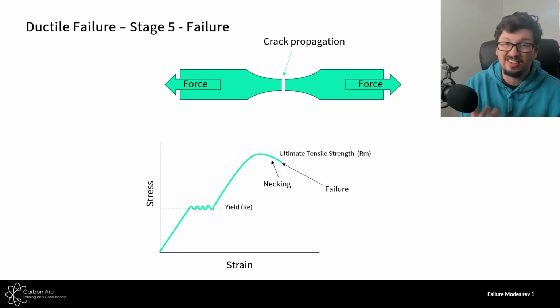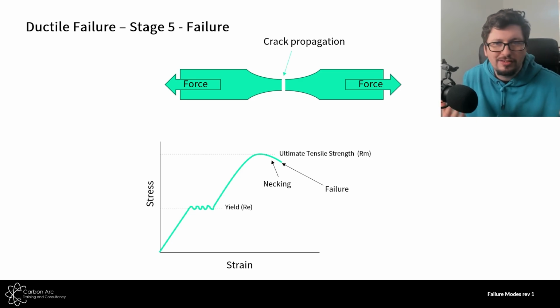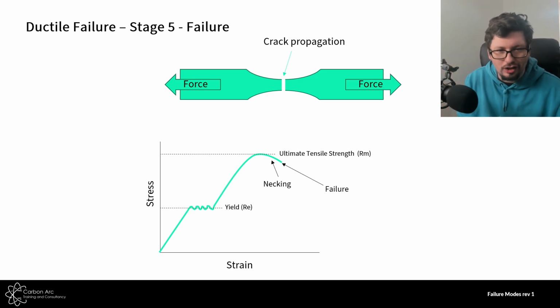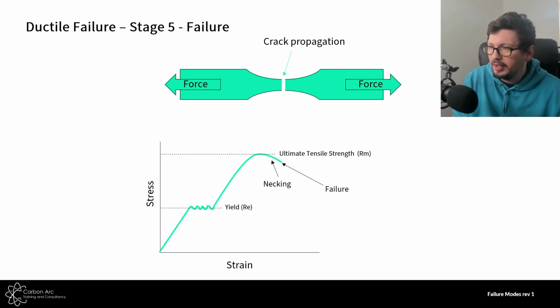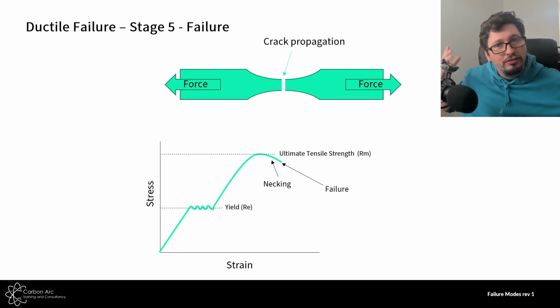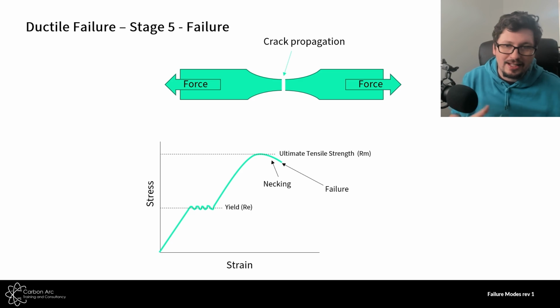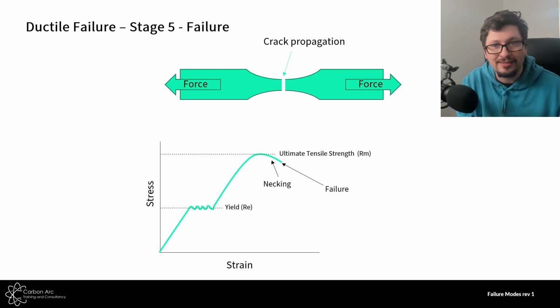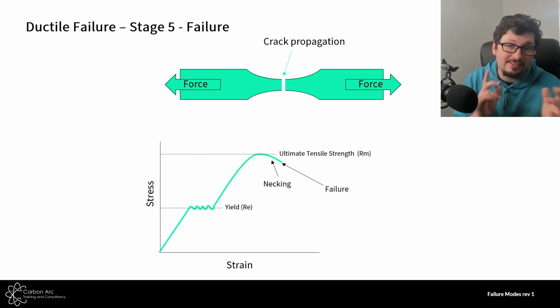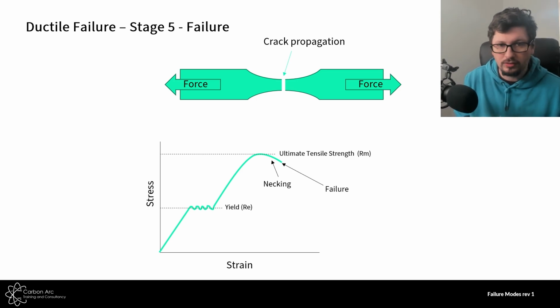Good multi-choice question coming up there: when does necking occur? It's immediately before failure, or after the UTS point. At this point the material's done, it's cracked in half. That's our test, and that's a very typical, well proportioned tensile test result where we get to see all of our individual points.